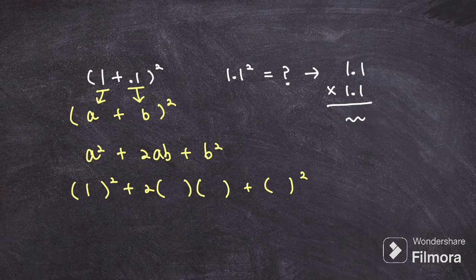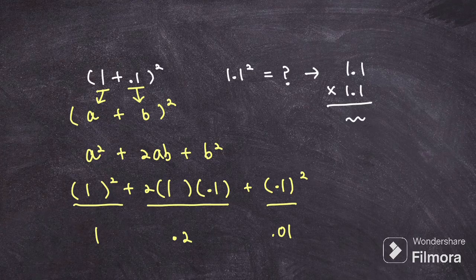Now plug those numbers back into our formula. A is 1, b is 0.1. So we are left with 1. 2 times 0.1 is 0.2. 0.1 squared would be 0.01. Add those all up, and we are left with 1.21.